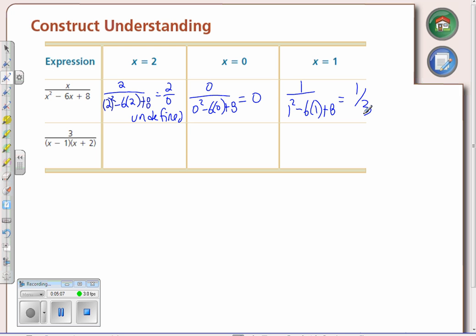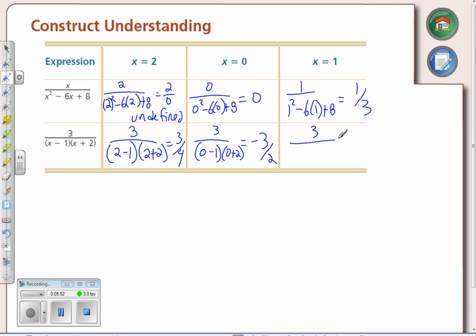Looking at this next one, we have it in factored form. Plugging in a 2, we're going to have 3 over 2 minus 1 times 2 plus 2. Notice that neither of those two factors go to 0, so it's not going to be a problem. We're going to get 3 over 4. If I plug in 0 for the x, 3 over 0 minus 1 times 0 plus 2, I've got 3 over negative 1 times 2, negative 3 over 2. Neither of those two factors went to 0, so we're not going to have the denominator going to 0.